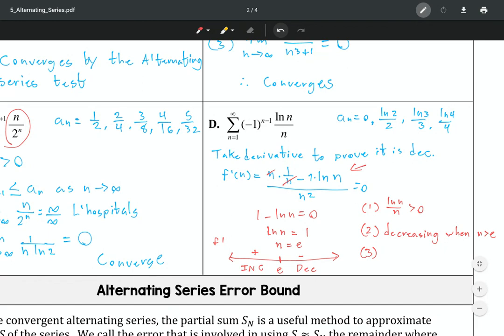And then finally, number 3, if I take the limit as n goes to infinity of natural log of n over n, is that going to be 0? Well, again, on this one, you could use L'Hopital's again. If I use L'Hopital's, the derivative of the top is 1 over n. The derivative of the bottom is 1. So the limit as n goes to infinity of this would be 0. So let's check out. So therefore, this is convergent.